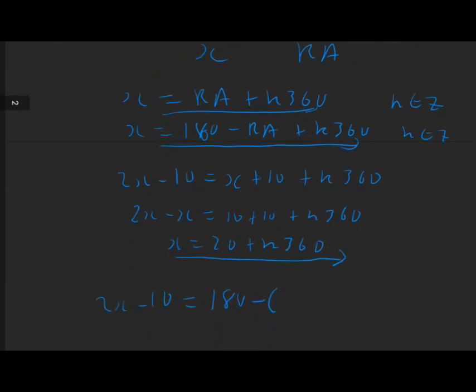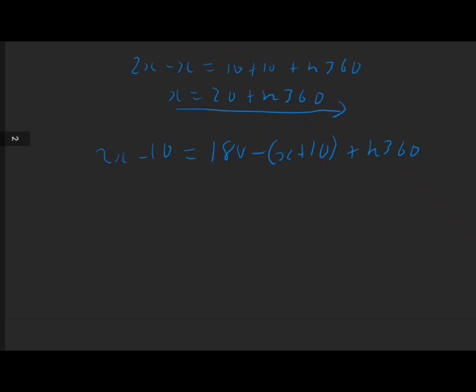So we're going to say 180 minus x plus 10. So minus x plus 10, and then we're going to say plus k 360. K is an element of integers, but I'm not going to write it. Then this is going to be 2x minus 10 is equal to 180 minus, and notice I put this in brackets. Every time we're subtracting something with 2 or more terms, we have to put it in brackets. So then this is going to be minus x minus 10. So we have plus k 360.